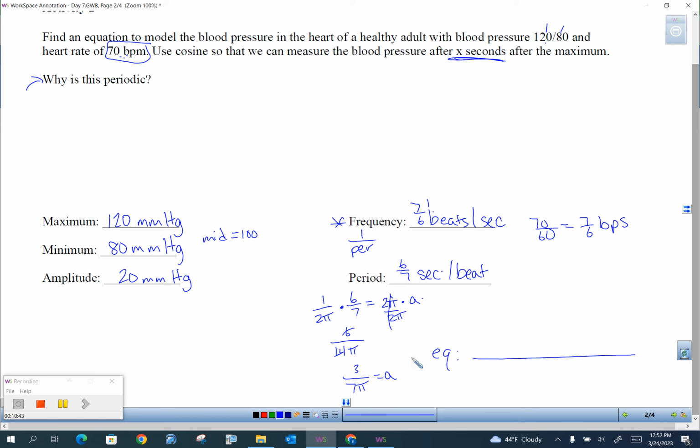Then from your note card, when we talk about formatting here, it starts with b, then our cosine, then our 1/a, then our x minus h, and our plus k at the end. This value in front of x is the reciprocal of a, which means we just have to flip this thing over when we put it in our equation. So our final equation should look like y equals our 20 cosine, and then this is going to be 7 pi over 3 with our x. We don't have an h value, and plus 100 for our midline.